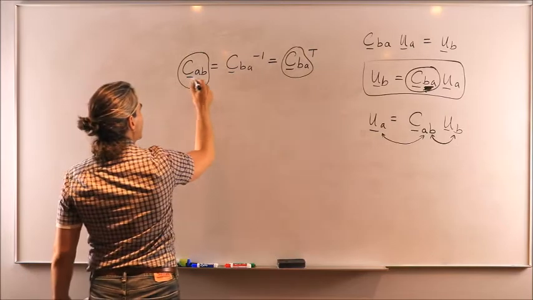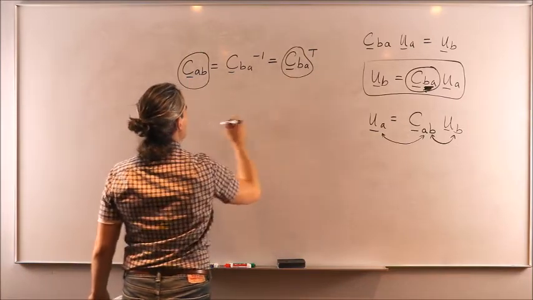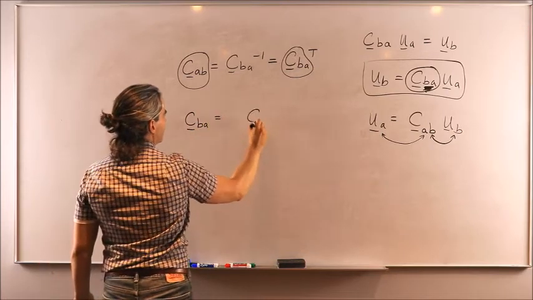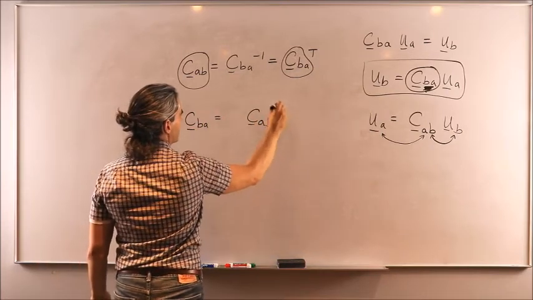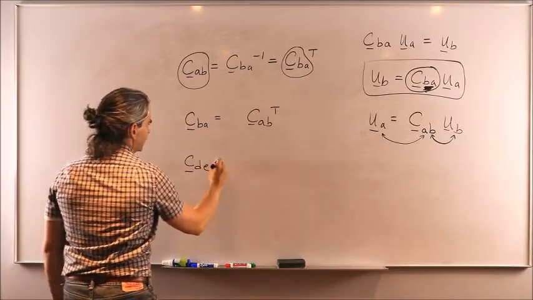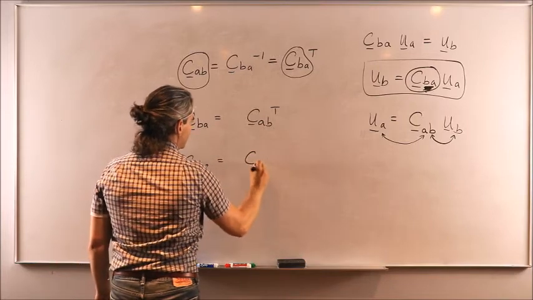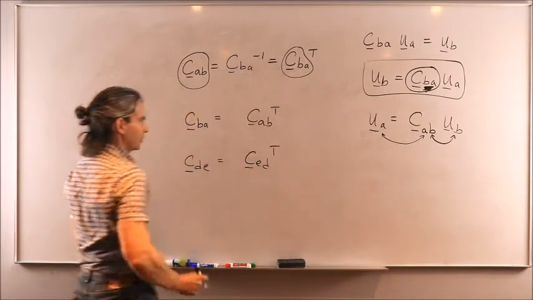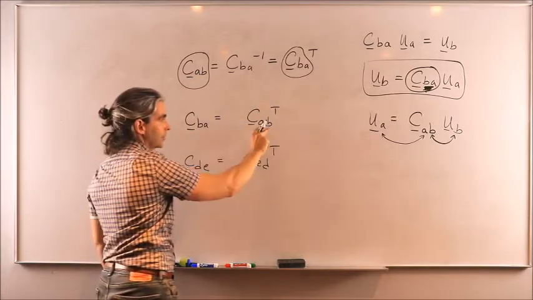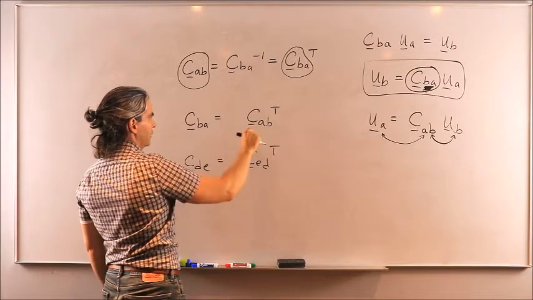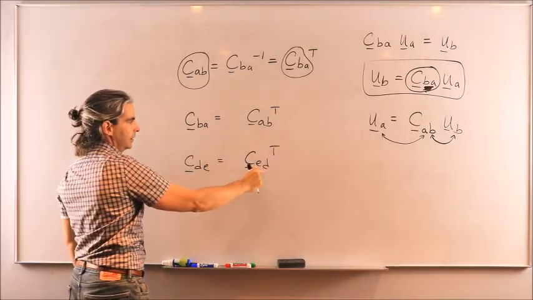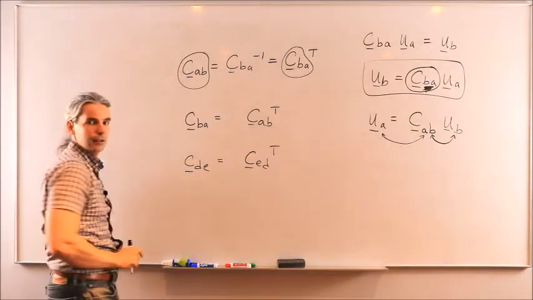So CAB is the same as CBA transpose, and vice versa. You could say that CBA could be obtained from CAB by taking its transpose. Same as CDE could be obtained from CED with its transpose. So the transpose, think of it as, the effect it has is that it flips the subscripts of the rotation matrix. You had AB, took the transpose, becomes BA. ED, transpose, becomes DE, and so on and so on.